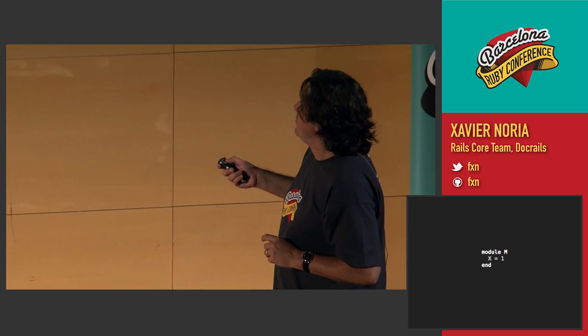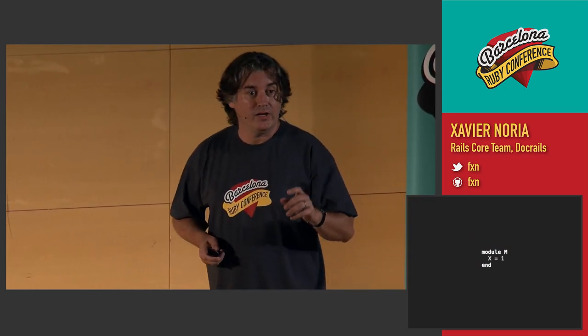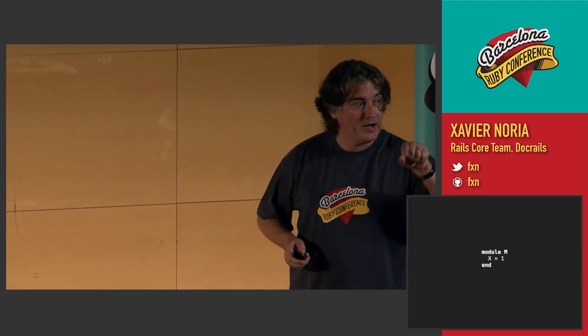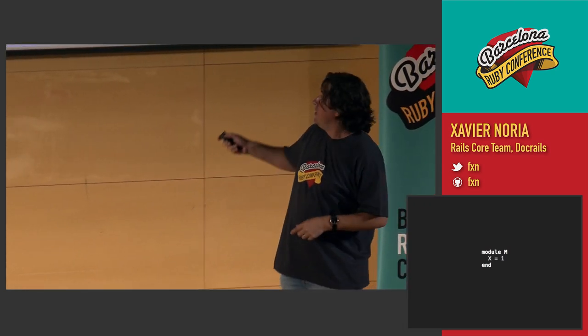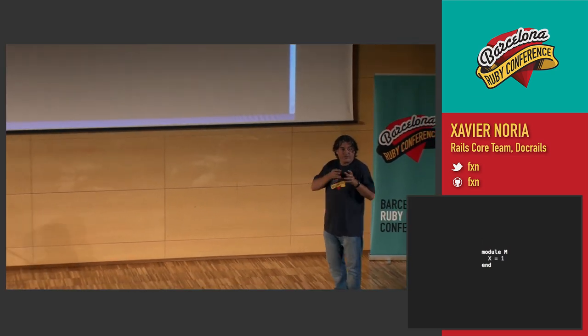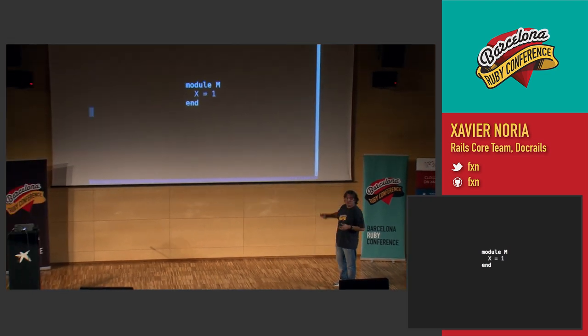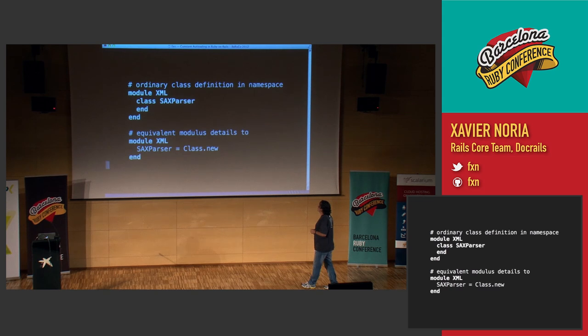So when you are doing this thing, what you are actually doing is creating an entry in that table. So the table that module M has, now it's going to have a pair, which is X mapped to 1, right? That's the way it works.